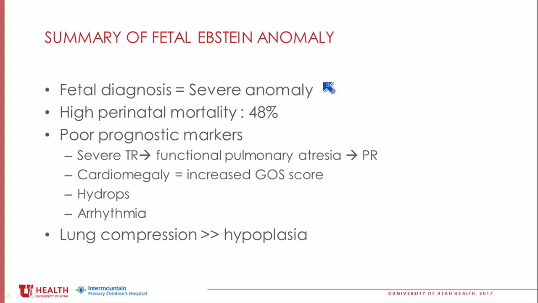So it can be really severe with high perinatal mortality, poor prognosis, the severe TR, the functional pulmonary atresia, resultant PR, the cardiomegaly with this increased ghost score, which is the atrialized right ventricle and right atrium bigger than the rest of the heart. If you have high drops, arrhythmia, and then lung hypoplasia.